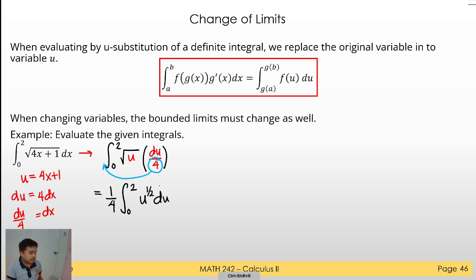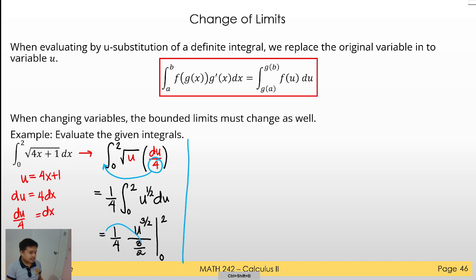Okay, so using just the power rule, we can evaluate this integral. This will be equal to u raised to 1/2 plus 1, so add 1, so this will be u raised to 3/2. And whatever is the exponent here will also be the denominator. Since this is a definite integral, we don't need to add c, but instead we have to write this evaluation from 0 to 2.